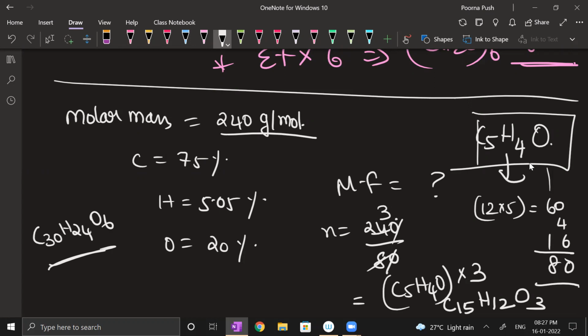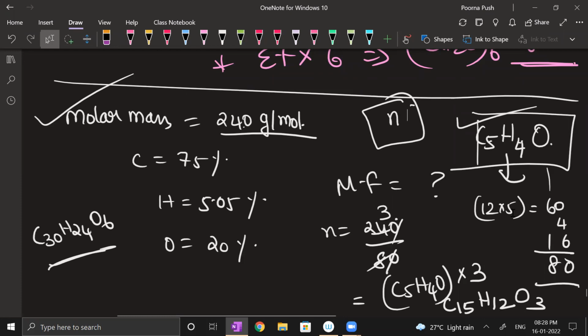How do we get 240, ma'am? That is given in the question. It is given in the question that it is 240 grams. So after finding the empirical formula, you find the empirical mass, then molecular mass by empirical mass, you will get the n, which is an integer number. That multiplied by the empirical formula.